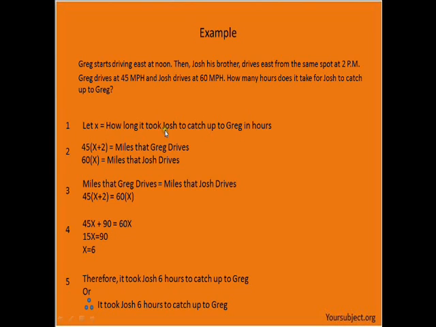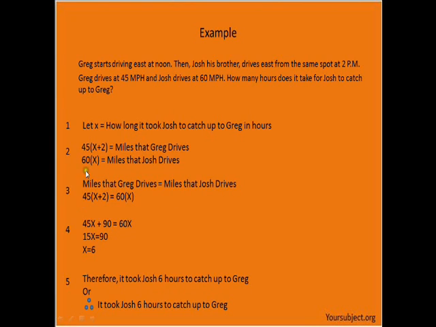So if it's like this, then 45 miles per hour times x plus 2, since x is how long it took Josh to catch up to Greg, and Greg had a 2-hour head start, you add 2 to the hours, and that would equal miles that Greg drives. And 60x would equal miles that Josh drives, since x is how long it took Josh to catch up to Greg in hours. So miles that Greg drives has to equal miles that Josh drives, since they have to catch up to each other at the same point.